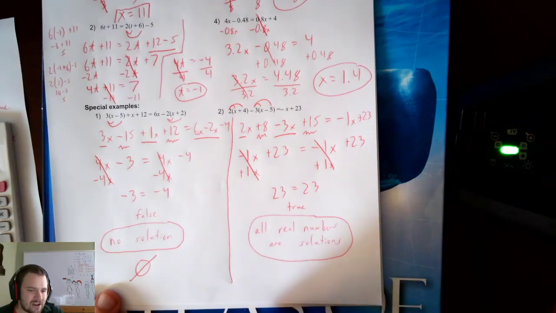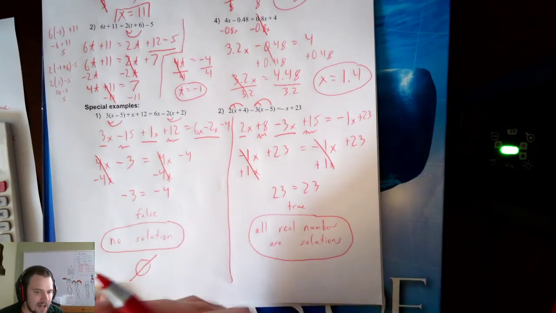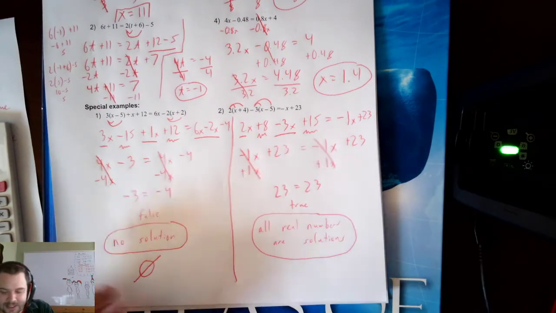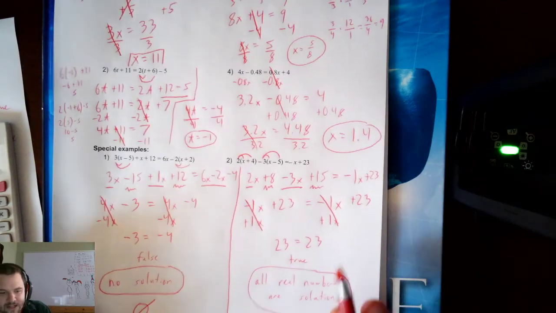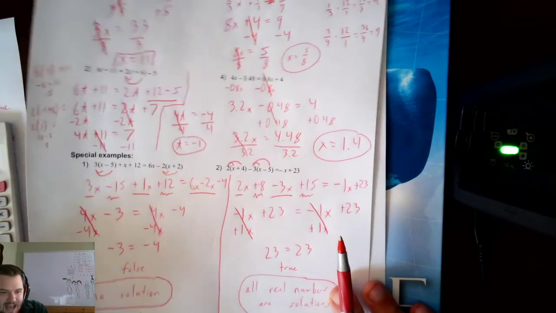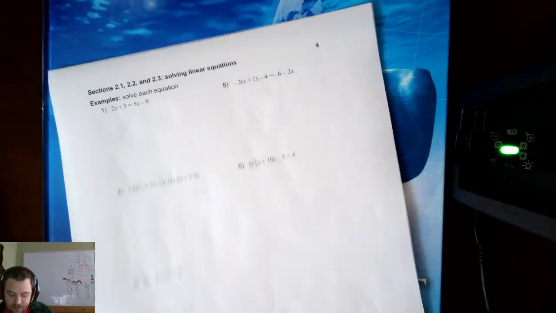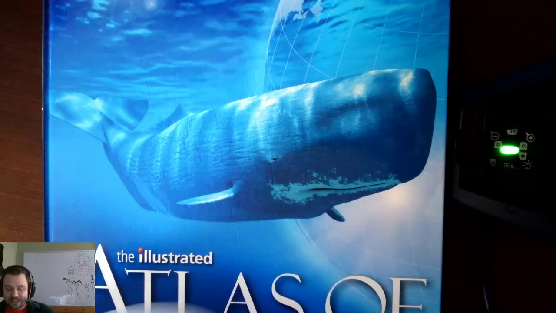So whenever your variables disappear, which doesn't happen a lot, but sometimes it does, you have these weird corner case scenarios. So be wary of that. Be ready for that. It can happen, right? Now, let's look at our last page and see a few more examples. And we'll solve these examples.